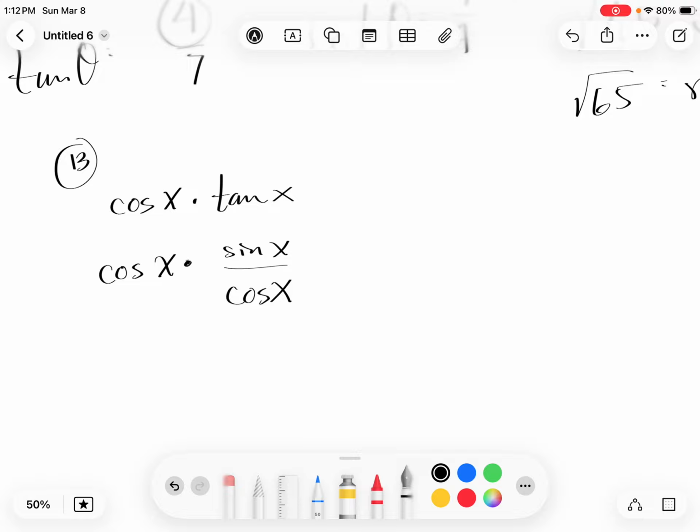So now to simplify this, this cosine, because it's like over 1, would cancel this cosine, because something on the top matches something on the bottom, get rid of it. So then the only thing you're left with is the sine of x. That's what it simplifies down into, and you're done for number 13.